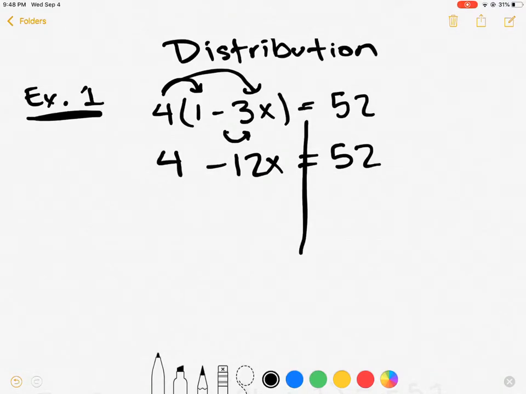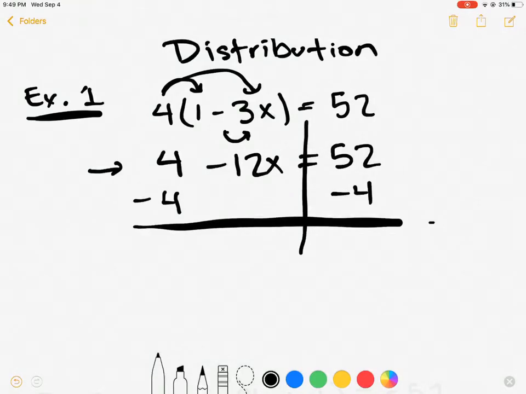Once you've done the distribution, now you have a two-step equation that you can solve by first isolating x, our variable term. And to do that here, again, we'll subtract our constant of 4. We'll subtract 4 from both sides of the equation. That eliminates that constant term. On the left, we're left with our variable term, the negative 12x. On the right, we've got 52 minus 4, and you're left with 48.